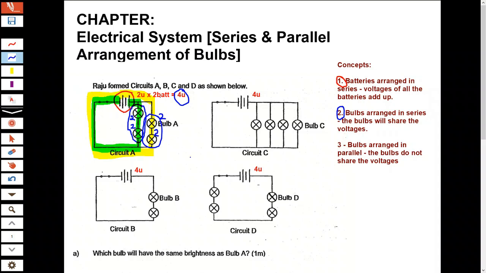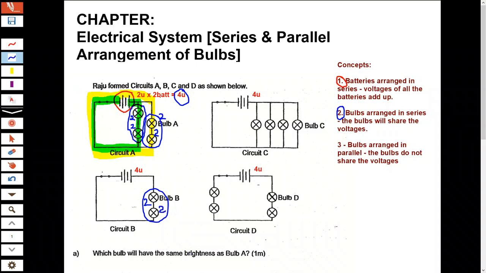Okay. Next, if you look at circuit B, you have 2 bulbs and the bulbs are arranged in series, which means they will be sharing the same pathway and hence they will share the voltages. Okay, so same thing, 4 units split between 2 bulbs. This one will receive 2 units and this one will receive another 2 units.